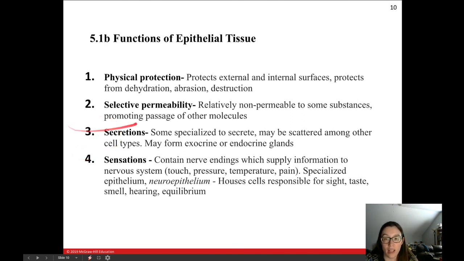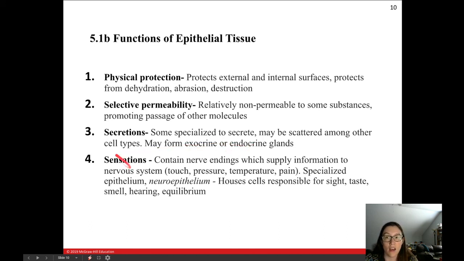Remember that all of our glands are going to be formed from epithelial tissue. So epithelial tissue, some of it at least, is very well suited to form secretions. The ones that form those glands are specialized to secrete things. And they may form exocrine or endocrine glands, and we'll talk about those glands in a little bit.